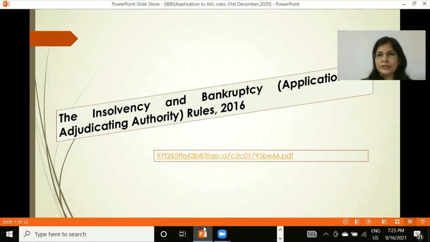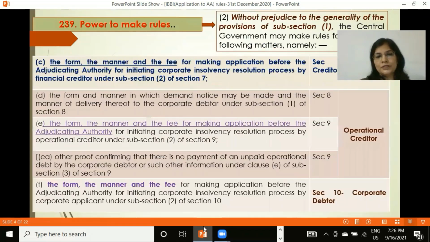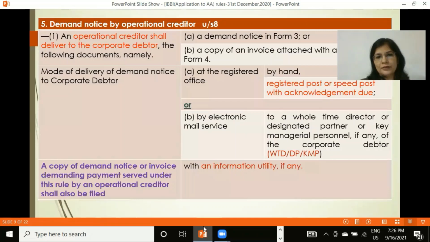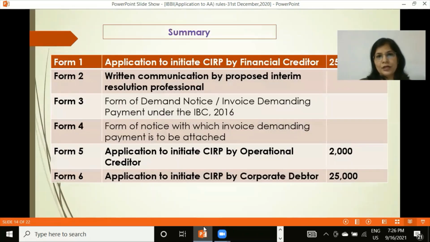The application to adjudicating authority rules 2016, we have covered the main contents of the rules along with the forms. So these were the contents we have covered up till now. And now I am giving you a summarized form of it. Form 1A is for application to initiate CIRP by financial creditor. It may be a fast track or it may be a normal CIRP along with the fee of 25,000.